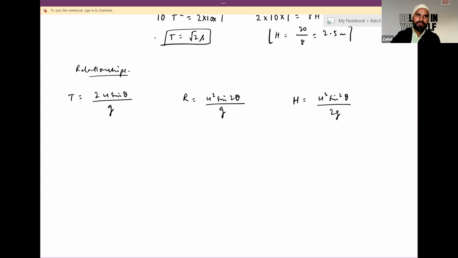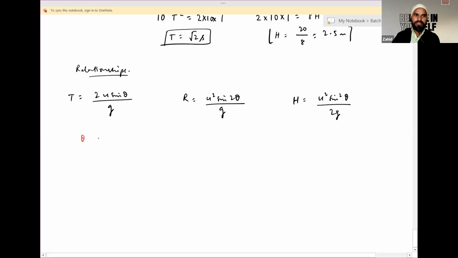In this part, if you put theta to be 90 degrees in the first one, sine of 90 degrees will be maximum, that is 1. So you will get T max equals 2 times u divided by g. So if you are asked to define the angle at which time of flight will be maximum, it will be at 90 degrees.